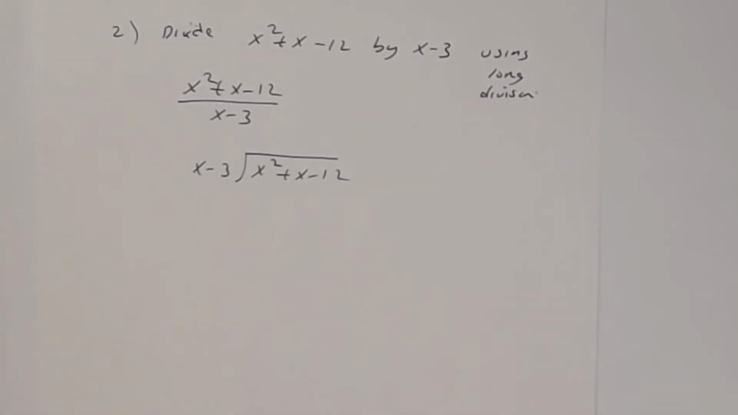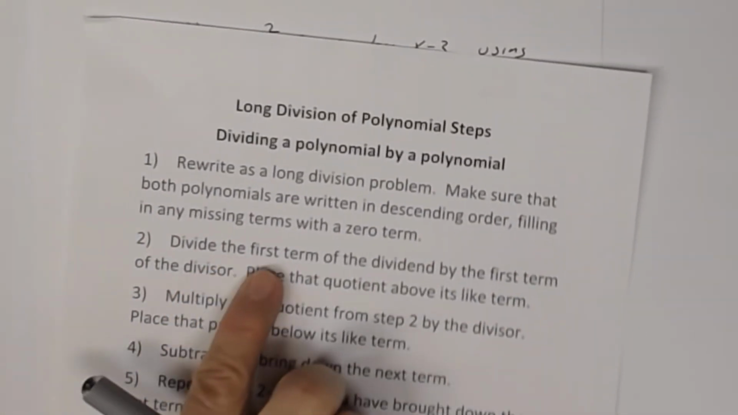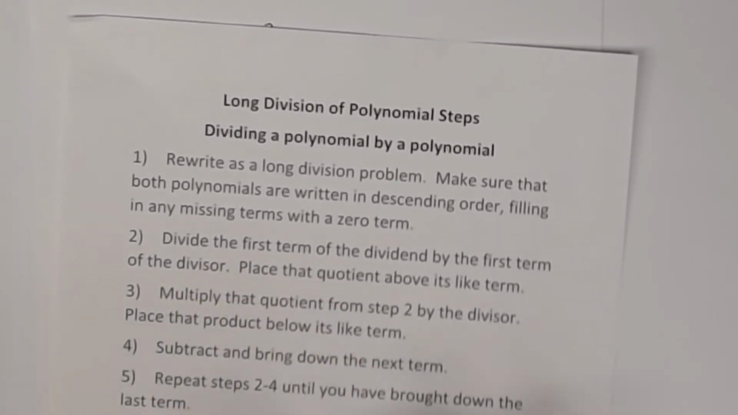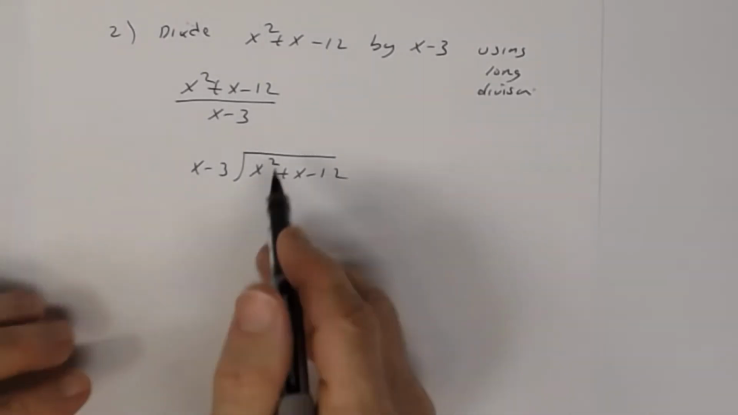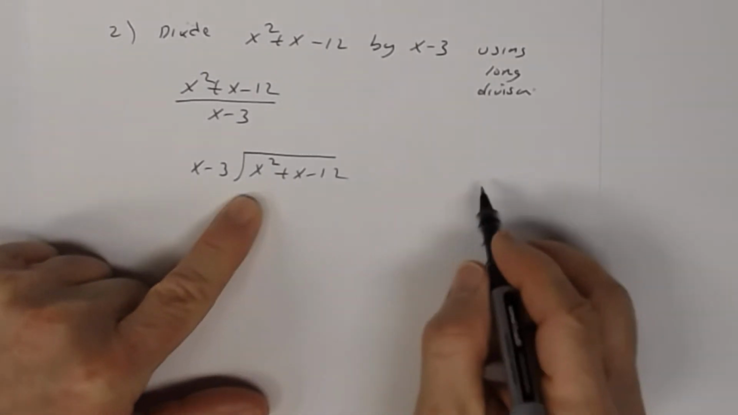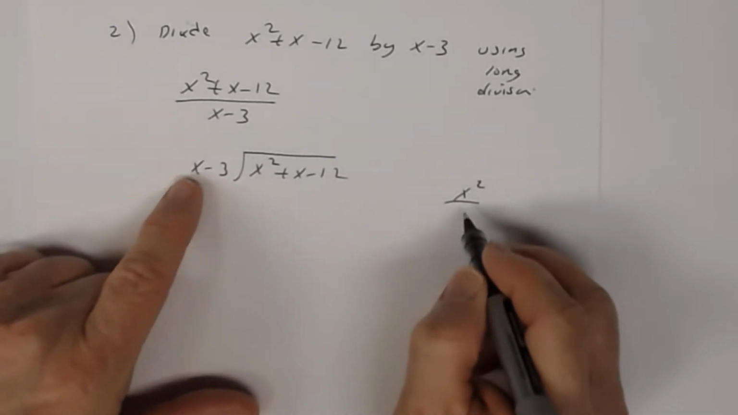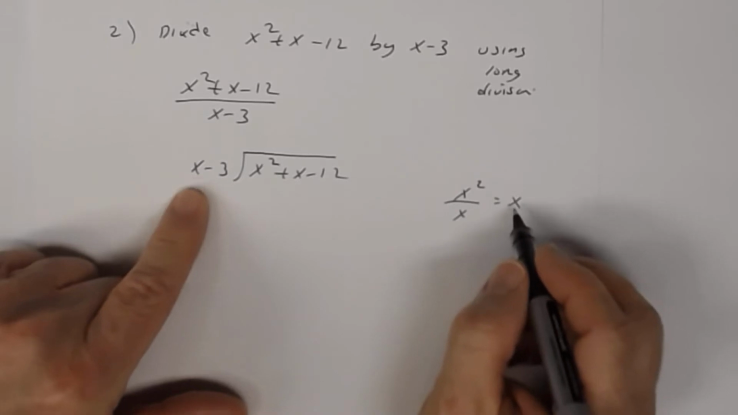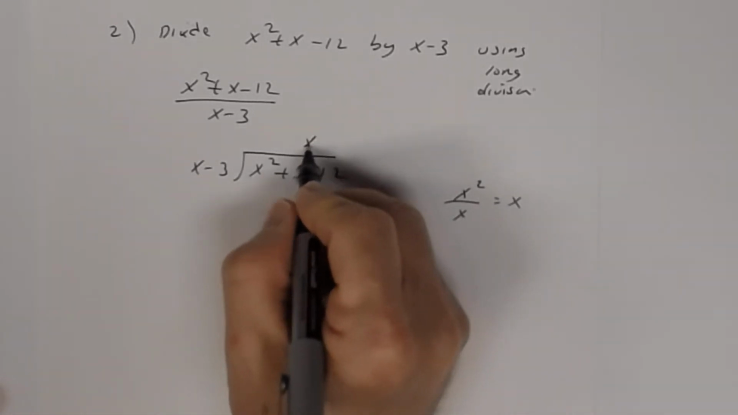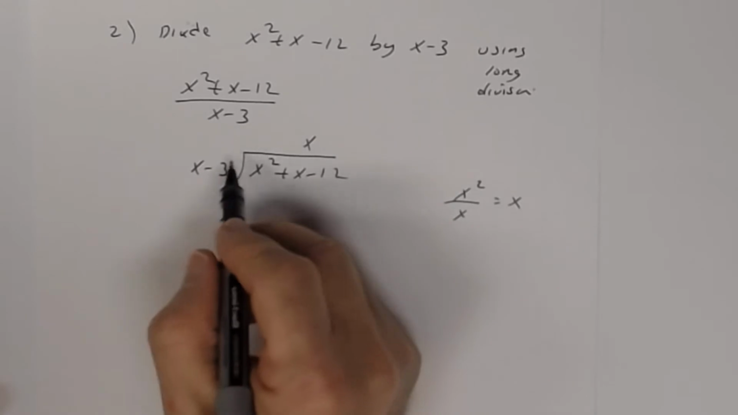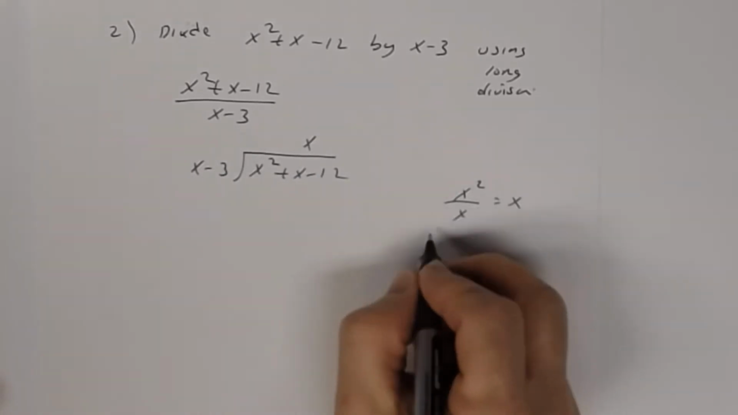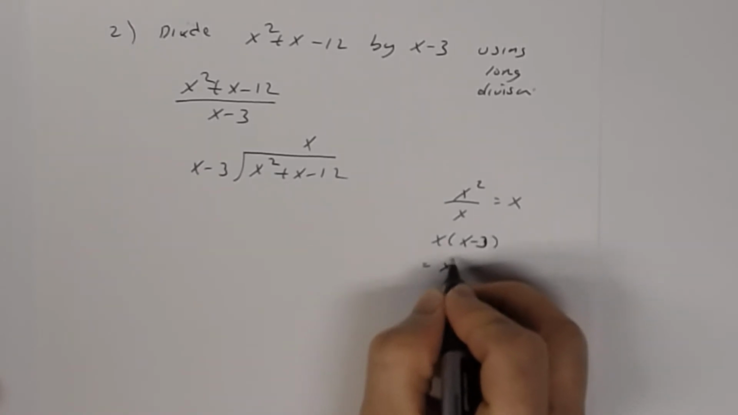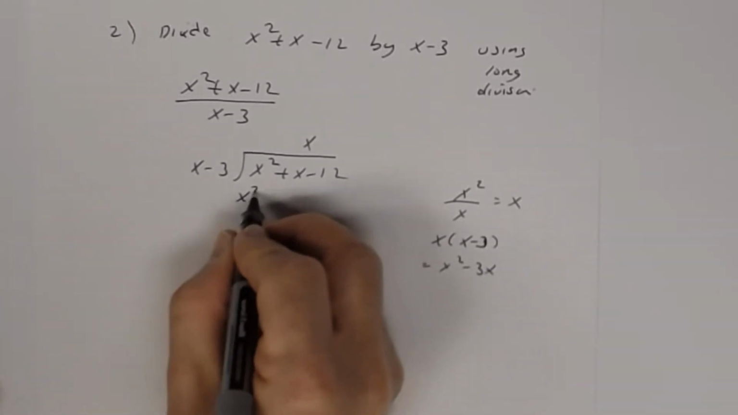Okay, so remember, the second step, divide the first term of the dividend by the first term of the divisor. And you're going to place the quotient above its like term. So what you're saying is this, x squared divided by x. So x squared divided by the first term of your divisor, which is x, becomes x. X squared divided by x is x. So I'm going to put this x right here. Then we multiply. Remember that? We multiply. So this times this. So in your mind, you're saying x times x minus 3, which we know is x squared minus 3x. So that goes here, x squared minus 3x.